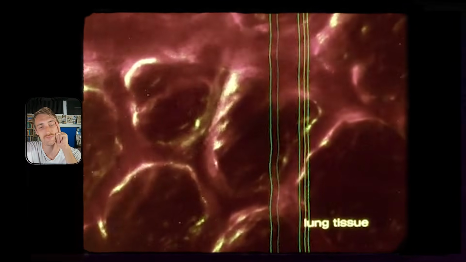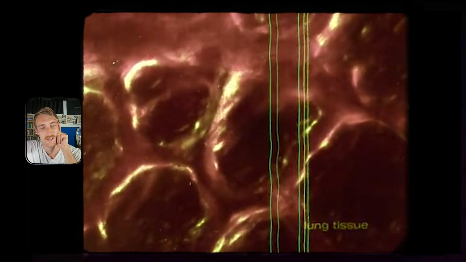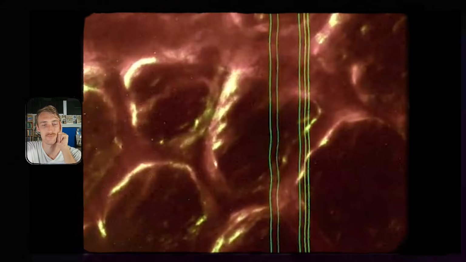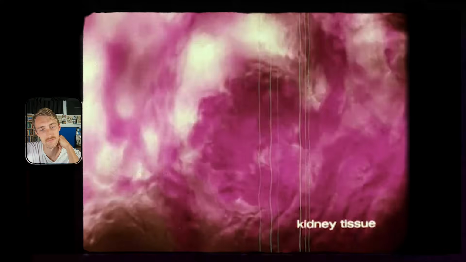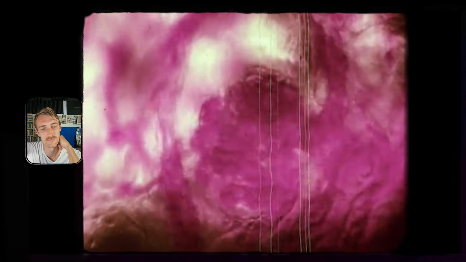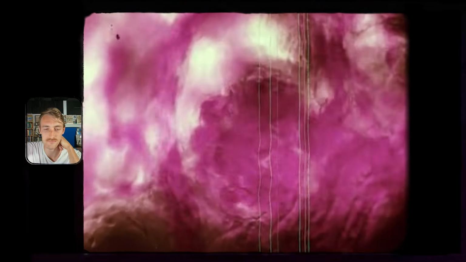We live because deep in our lungs, oxygen diffuses from the air into the blood. And in our kidneys, blood is purified in part by the diffusion of wastes out of the blood.